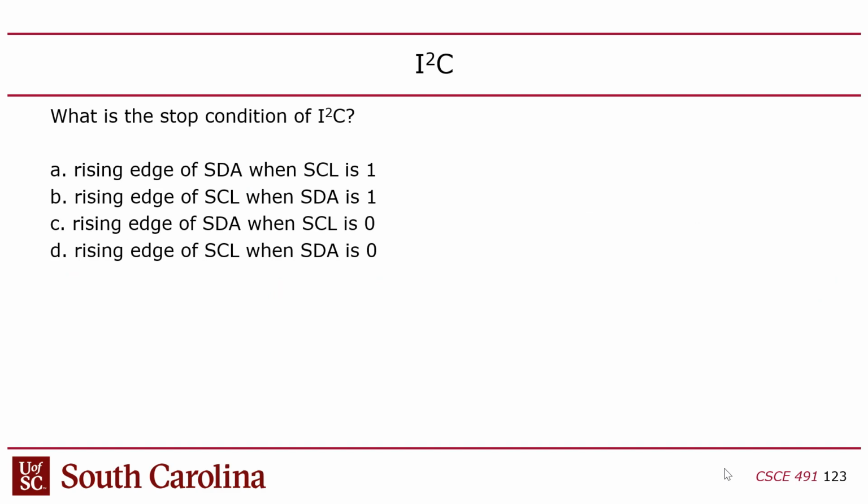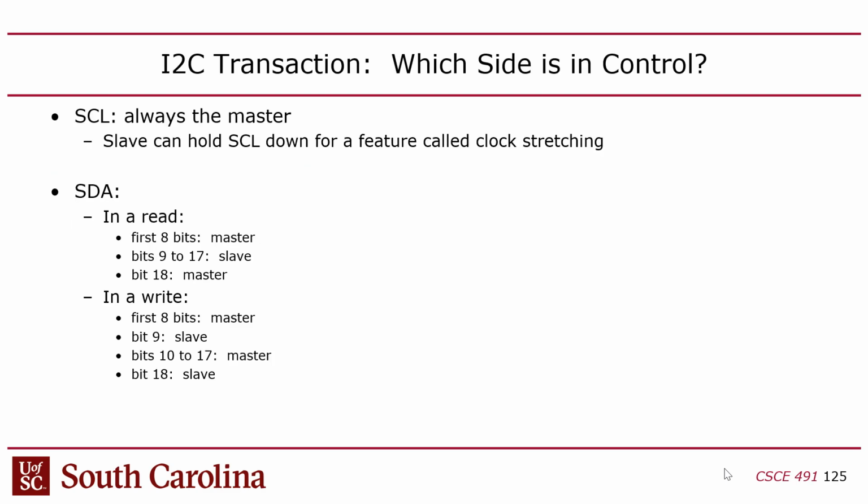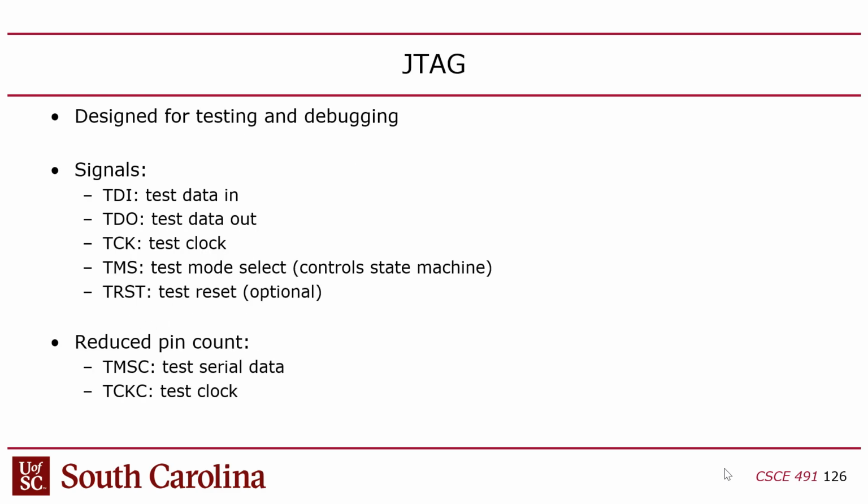So what is the stop condition of I2C? This one is the rising edge of the data when the clock is high. I think that's the one, right? Yeah. Okay, so I already talked about this. Who's in control? Okay, any questions about I2C?